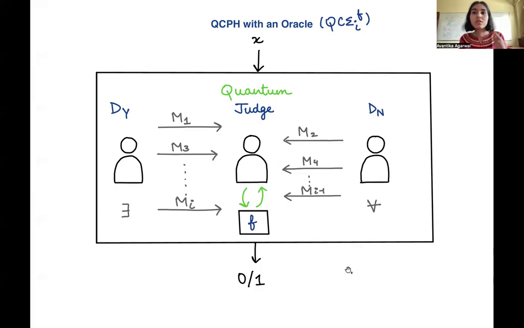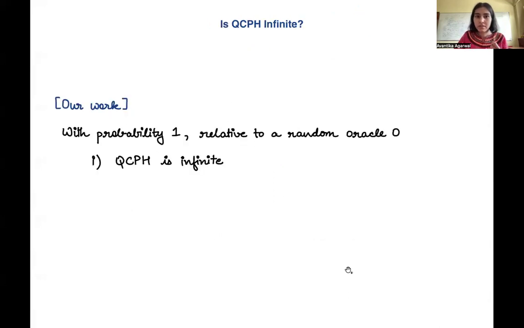But now, since this judge is a quantum judge, it can make queries to f in superposition. So it can send a superposition of inputs and get a response from the oracle in superposition. So now let's see what our main results are.